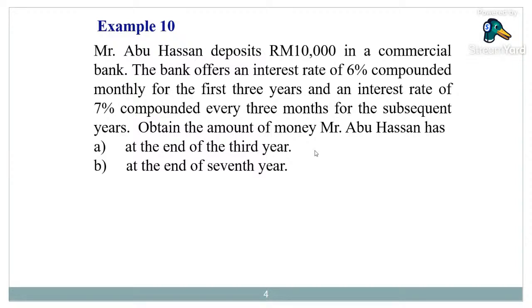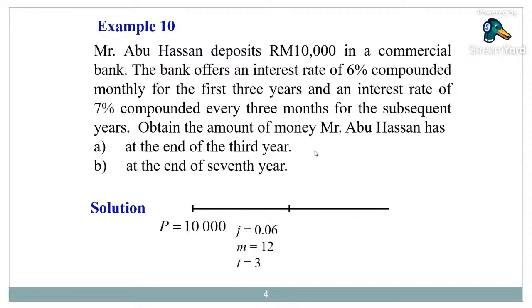Okay, dia macam, sebab simpan 3 tahun, lepas tu dia up sikit lah 7%, daripada 6% ke 7%. Lepas tu, tapi compounded every 3 months. Okay, so obtain the amount of money Mr. Abu Hassan has at the end of the 3rd year and at the end of the 7th year. So untuk soalan A ni, kita guna first investment lah, the first 3 year. So kat sini dia tulis compound interest. So principal P equal to 10,000, J equal to 6% which is 0.06 and compounded monthly. Kat sini tak tulis, kita highlightkan sendiri. This is P, this is J and then compounded. So monthly M equal to 12.